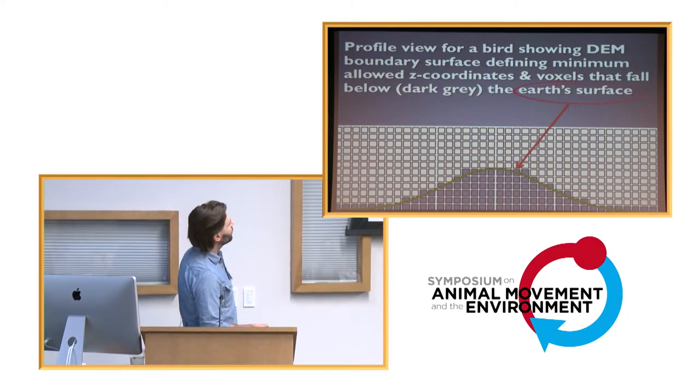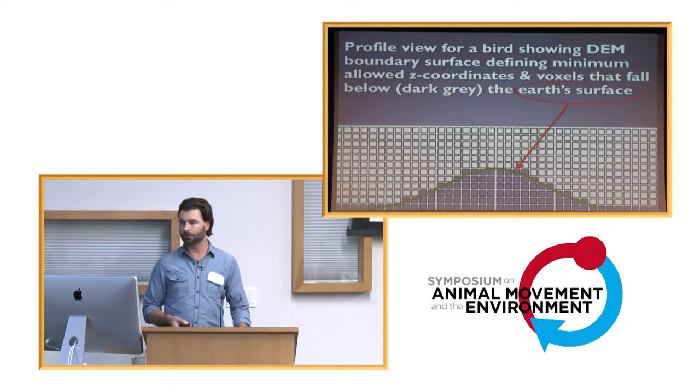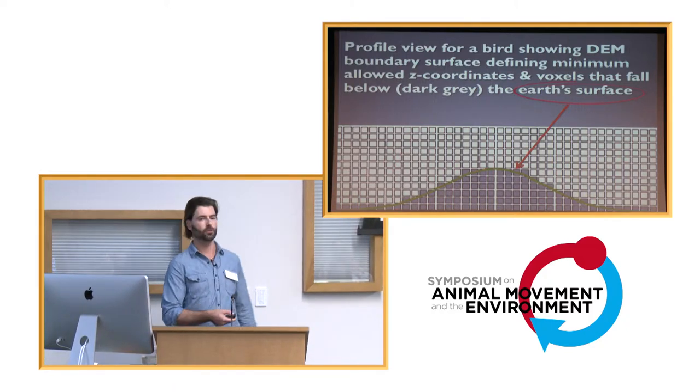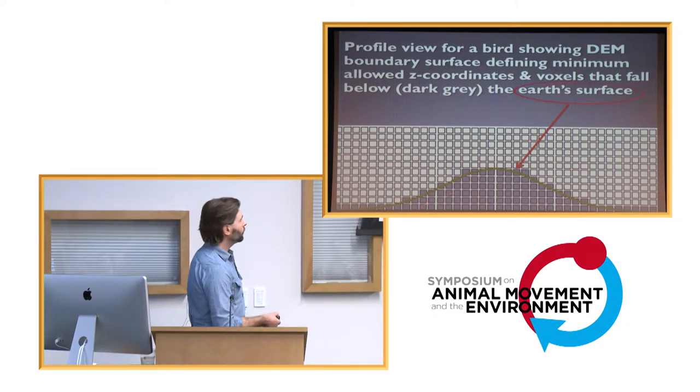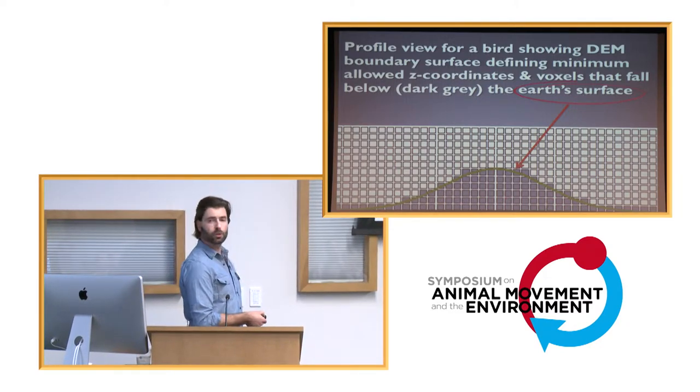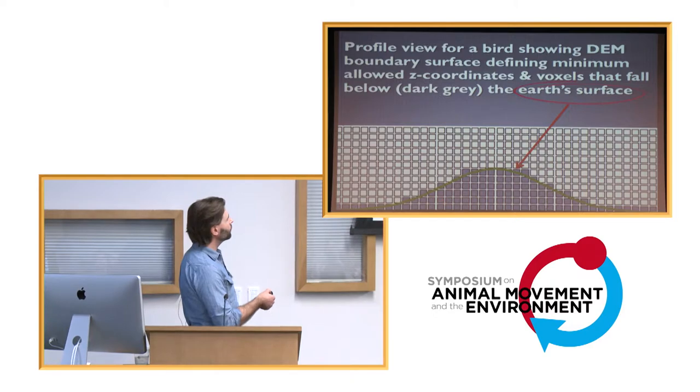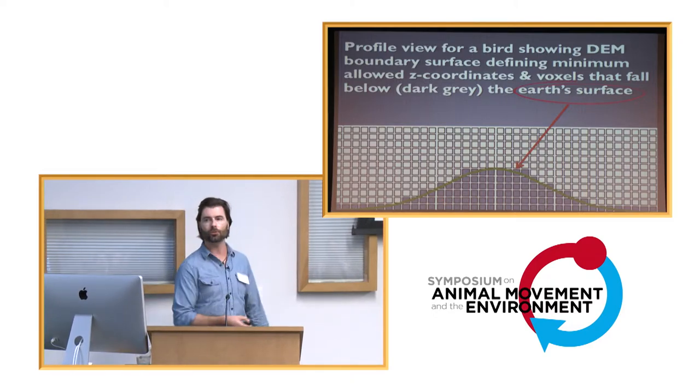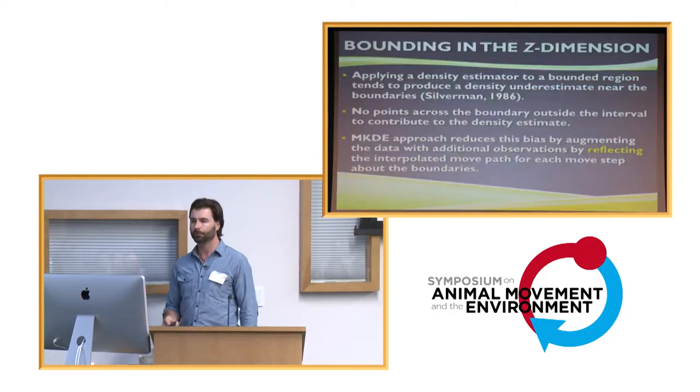And these gray voxels represent a bounding layer which is not entered into the computation. So this is the Earth's surface that the bird obviously doesn't fly through. This could be a bounding layer as bathymetry for an aquatic animal that's being tracked, and then this would be another bounding layer representing the water surface that the animal also doesn't go beyond.